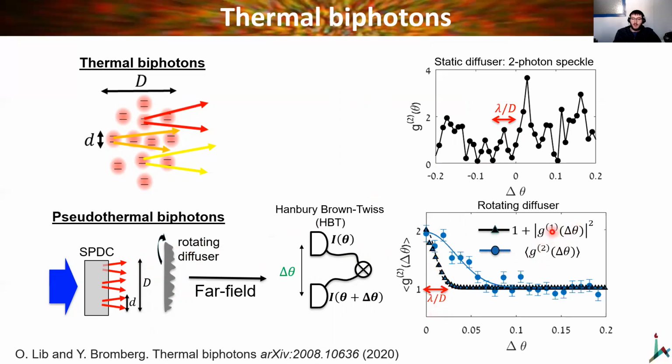Now, if we rotate the diffuser and look at the ensemble average results, we will get that G1, the first order coherence, still drops on a scale of lambda over capital D. However, we still observe an HBT peak of 2 to 1 for thermal biphotons, but the width of the HBT peak does not depend on the entire size of the source, but rather on the spatial correlations at the plane of the diffuser.